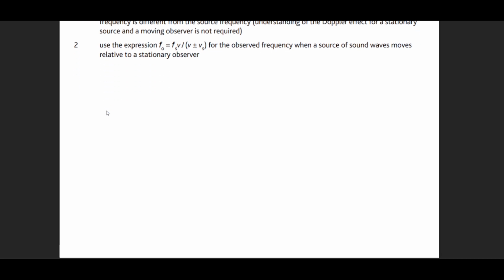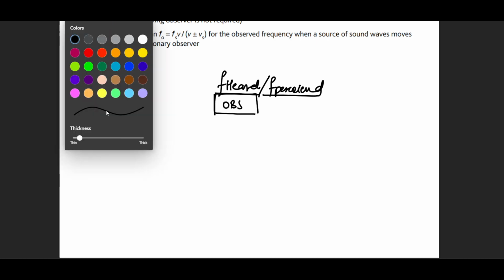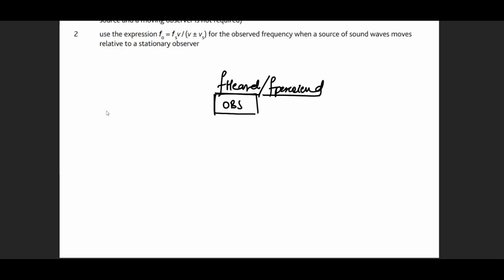Now, Doppler, the scientist who actually discovered this, observed that if the observer is stationary, we will hear a certain frequency. We will say that this is F heard or F perceived, what he thinks is actually the frequency. And this is not just the perception of the observer; it is actually measured on the CRO with the help of a mic, and we can see very clearly that there is a change in frequency.